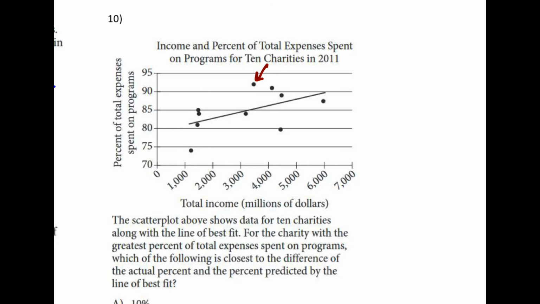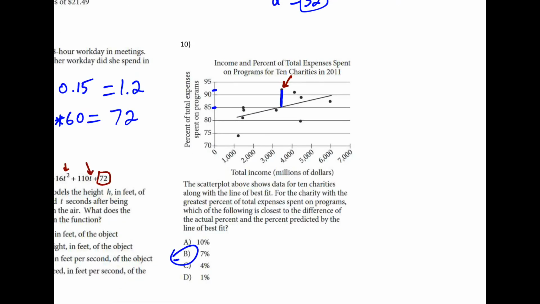So we just draw a line straight down from that dot and the line of best fit. And if we follow over to our y-axis, that's about 7. So the answer is B, 7%.